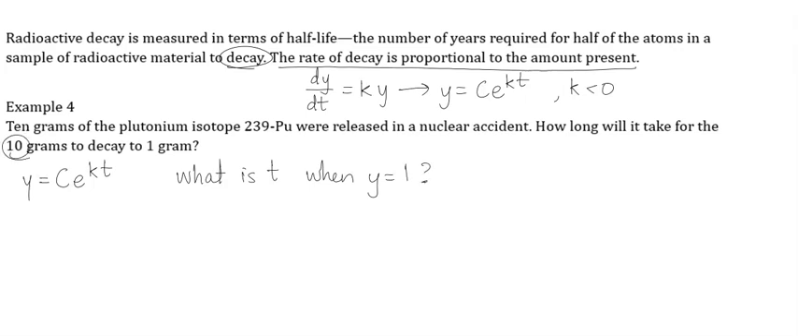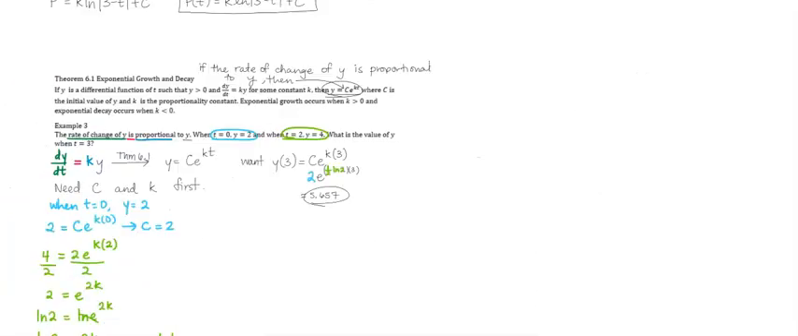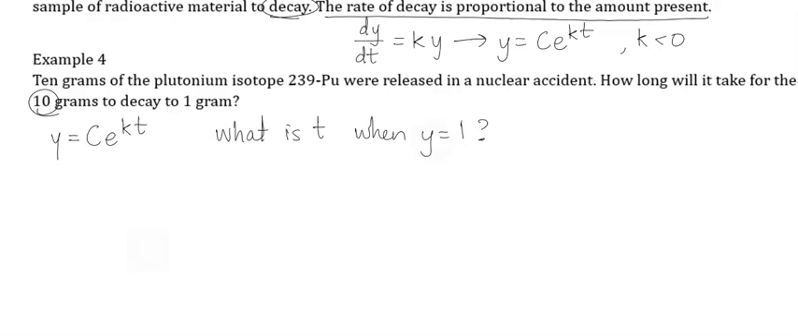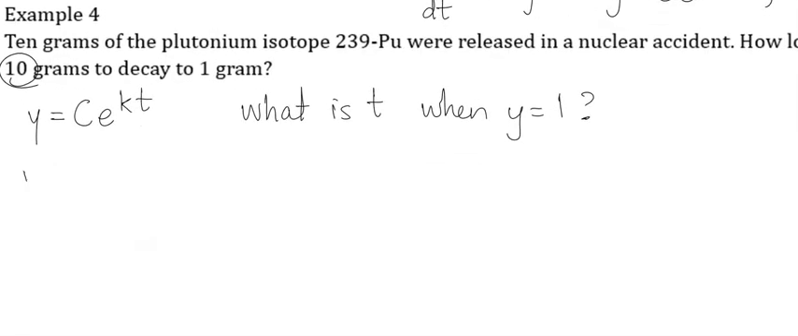The 10 grams was the initial amount that we started with, and the initial amount is our c value. So that was given to us back up in Theorem 6.1. Theorem 6.1 tells us that c is the initial value of y and k is the proportionality constant. So I know that my equation is 10e to the kt.